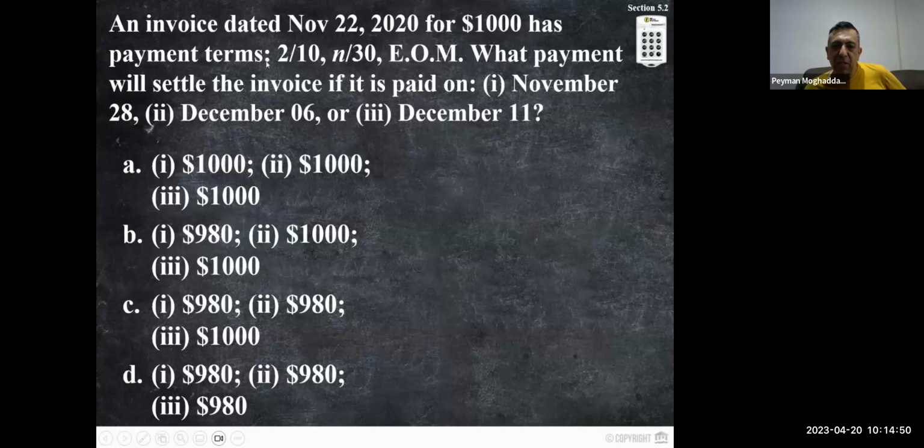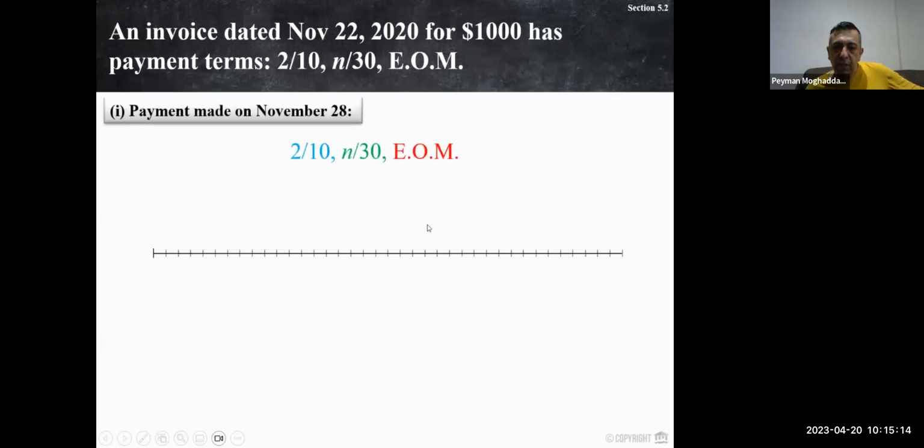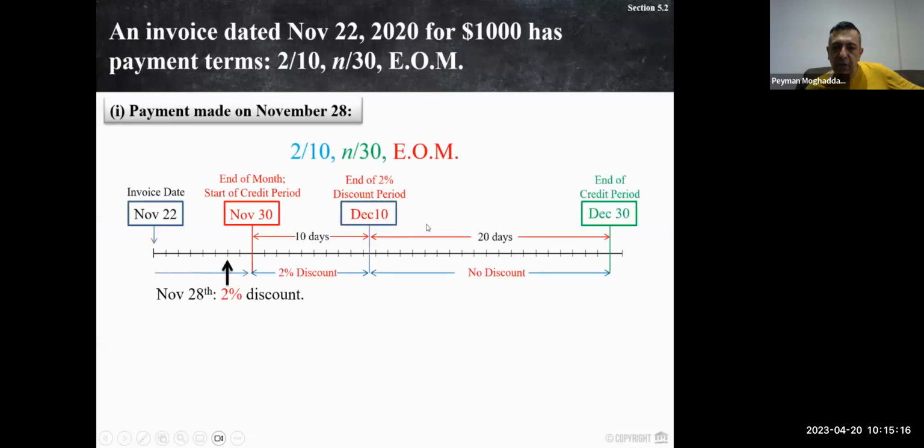So from the end of the month, you have 10 days to pay. If you pay within 10 days, you get a 2% discount. And if you pay from 10 days to 30 days, you have to pay the full amount. But November 28 is even before the end of the month. If you pay before the end of the month, that 2% is going to apply, right? So let's do it here. Just put the chart there. That's the best way of doing it.